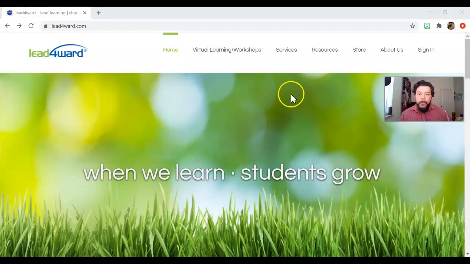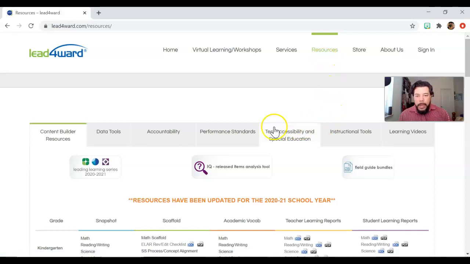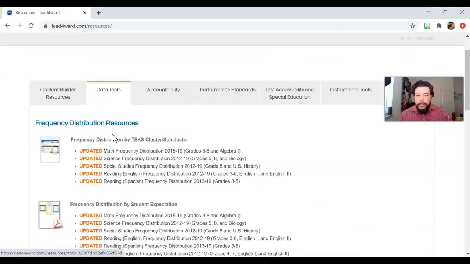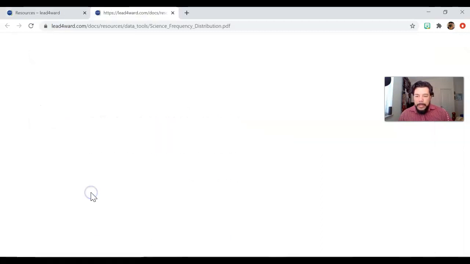So, first thing I want to show you is that I am on the Lead4ward website, LEAD, the number four, and then WARD.com. And I am going to click on the resources tab here. From the resources tab, it will open up this page, and I am going to go to data tools. Click there. And the first thing at the top of the list is the frequency distribution resources. I'm going to skip this first section real quick, and I'm going to go down to this second section, and I'm going to show you how they were organized in the past. So let me click on that.